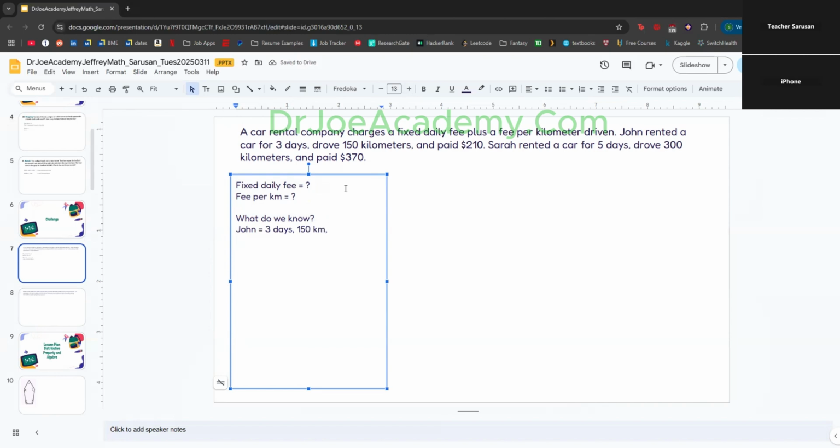All right. So a lot of different values going on here. I'm just going to put them all in the same line. So John's important values are 3 days, 150 kilometers, $210. Similarly, Sarah is 5 days, 300 and 370. So we don't really have any other information here. Let's work with this. So what we've got to do is figure out how we can represent this algebraically. So each person's situation, we have John and Sarah. How can we represent their payment situation using algebra? So let's go with John first, okay?